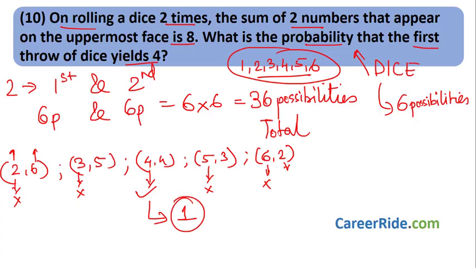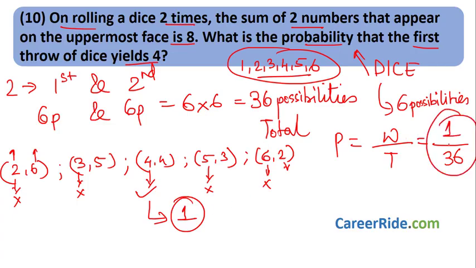And the addition is also 8. So probability is what I want divided by total. Total is 36 possibilities. What I want, first throw must be 4 and addition should be 8. There is only one scenario like that. So 1 by 36 is the answer.